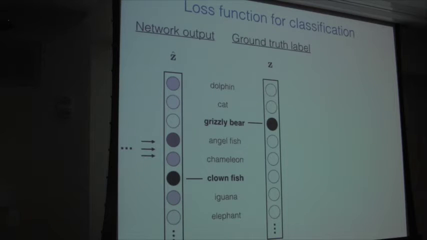Yeah? So in this case, like a dolphin or an angelfish is closer to a clownfish than a grizzly bear, right? Right. So for this type of loss, there's not any notion of closeness between categories.